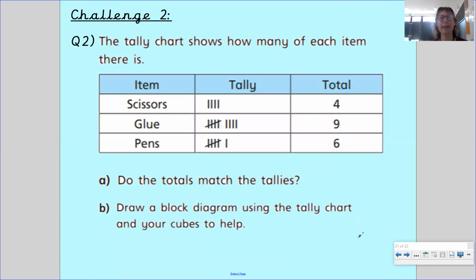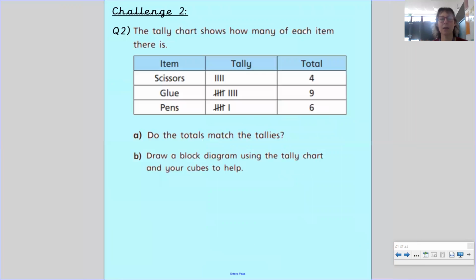Challenge 2. Here is a tally chart. First of all, you're going to check that your tallies match your totals, that your totals are correct. And then what I'd like you to do is draw a block diagram. Now, this is going to be a little bit more tricky because if you've got square paper, it's going to be fantastic. If you haven't got square paper and you've got lined paper, then like I said, maybe you can draw columns down your lines. I haven't even got lined paper, I've got plain paper.